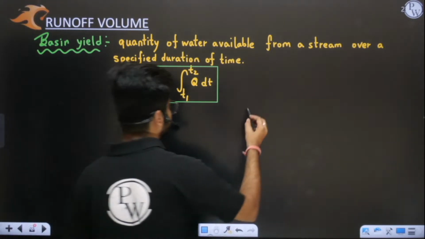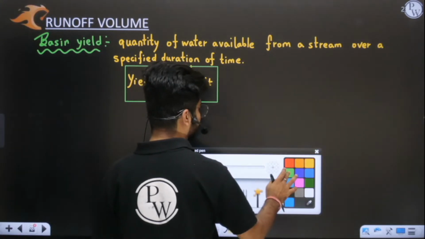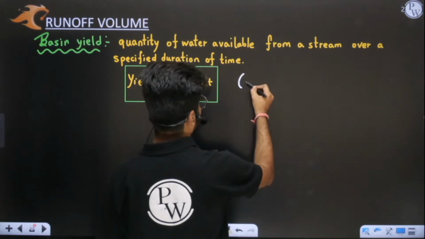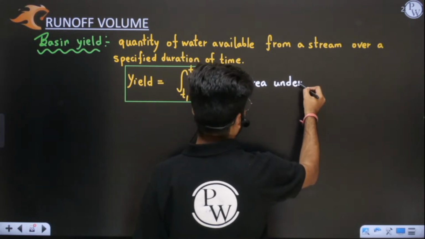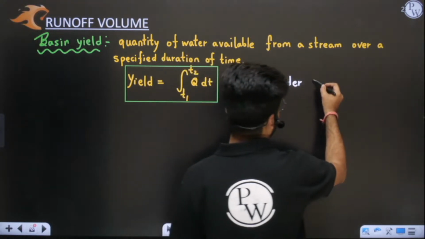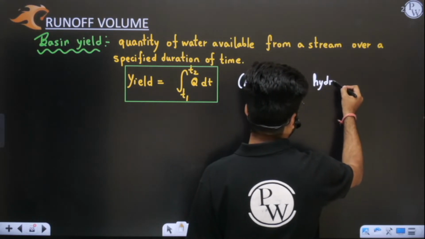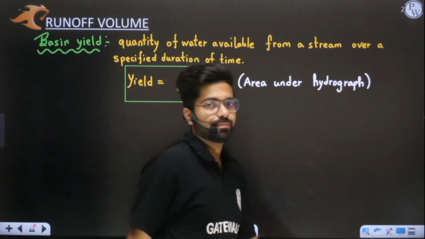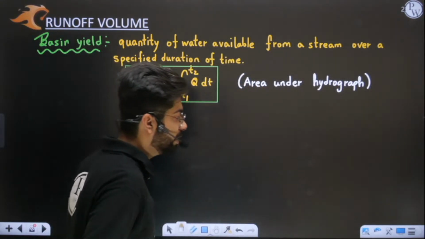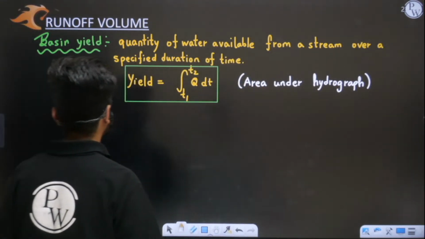Simply, this is nothing but the area under the hydrograph from time T1 to T2. Yes or no? Tell me. I hope this basin yield is also clear to you.